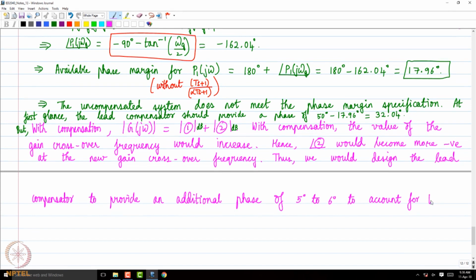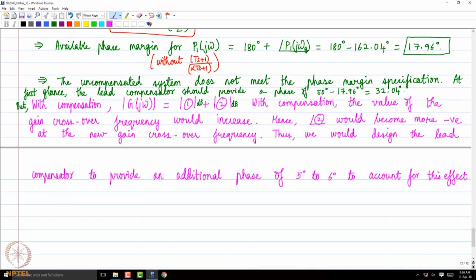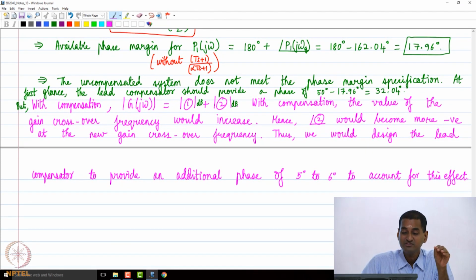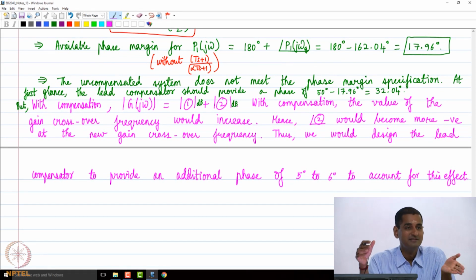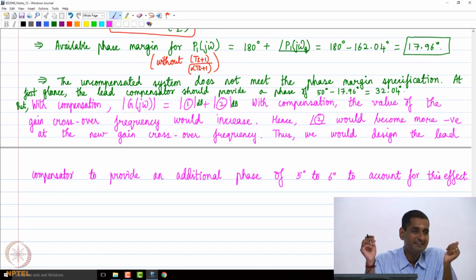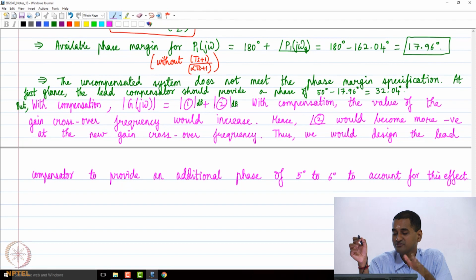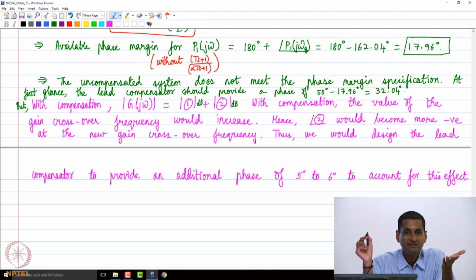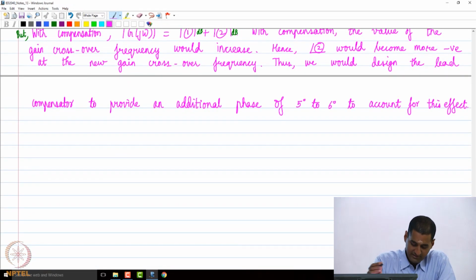Okay, so that is what we are going to do, because the phase of the second factor is going to become more negative. So, if I still keep the phase contribution of 1 to be 32 degrees, what will happen is that the sum will fall below 50 degrees, right. So, that is what is going to happen. We do not know the new gain crossover frequency yet. But as a rule of thumb, we typically add 5 to 6 degrees to the number which we have calculated just now. So, instead of 32, we design the lead compensator to provide a phase of around, let us say, 38 degrees, okay. So, that is what we typically do.